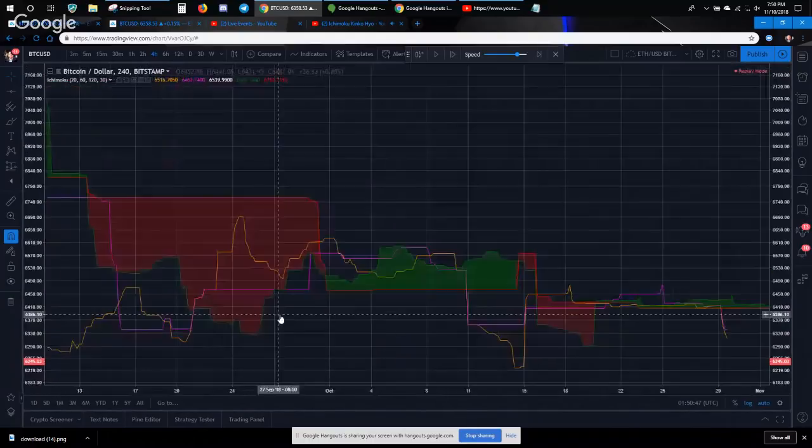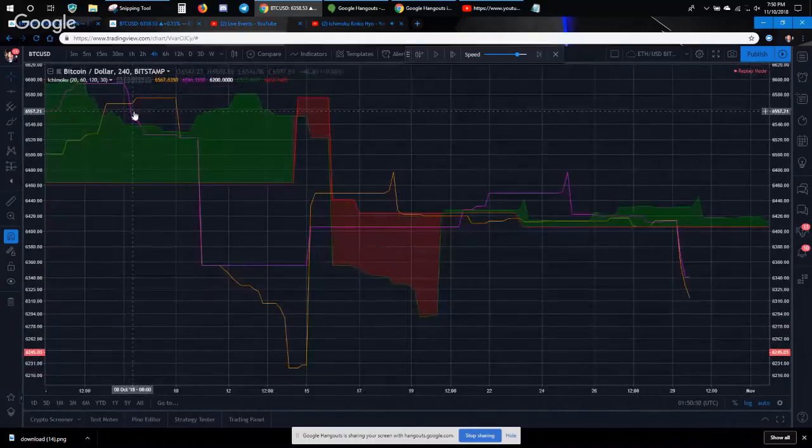A bearish TK cross would look like so, with the slower moving baseline, also known as the Kijun, crossing the Tenkan-san, which is also known as the conversion line. That would be considered a bearish price signal.